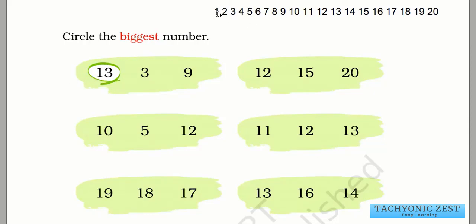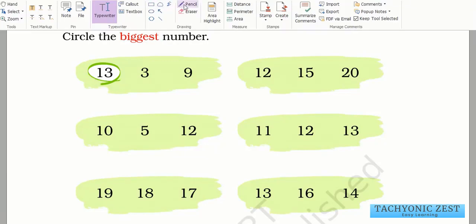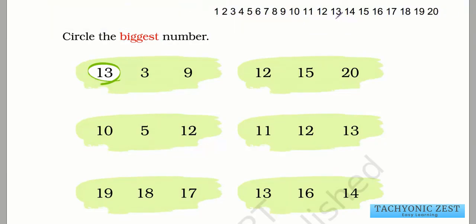If you look here, 13 is here. The other numbers are 3 and 9. If you see 13, it comes after all these numbers. It comes here, so it comes after both of these numbers. Since it comes after both of these numbers, 13 is the biggest number. Or you can do it like this: 13 came after all these numbers, so 13 is the biggest number. So 13 is the answer.